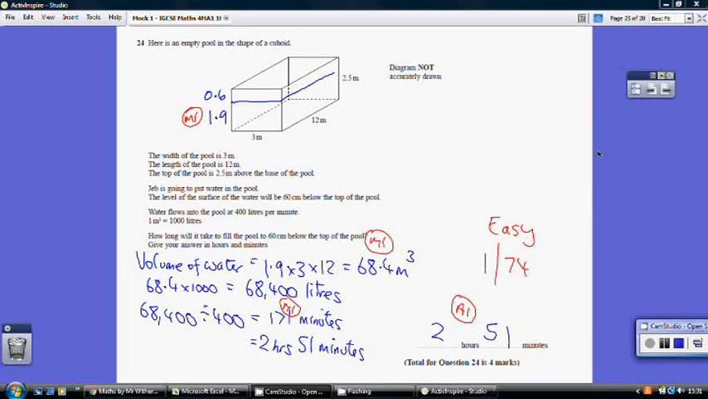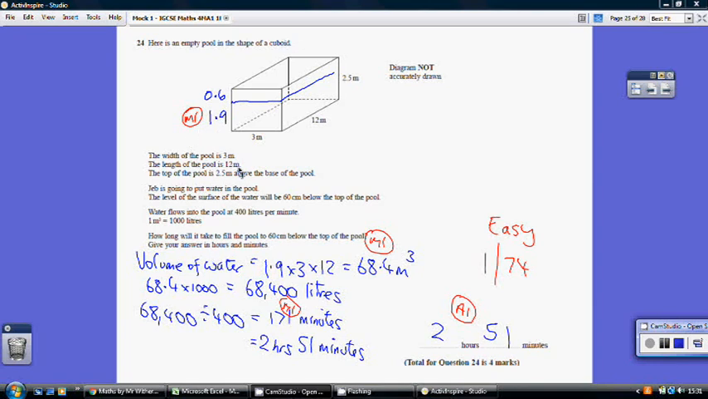Question 24. Now this is quite a difficult question, but again, be exam smart, pick up the easy marks. There was just 1 mark going for making it clear you understood that because the level of the water will be 60 centimeters below the top, this must be the depth of the water. So 60 centimeters is 0.6 of a meter. The level of the surface of the water will be 60 centimeters below the top of the pool, so that is 0.6 meters. Now, given that the total pool depth is 2.5 meters, the height of the water must be 1.9 meters. So 1 mark going for the 1.9, and that was pretty straightforward.